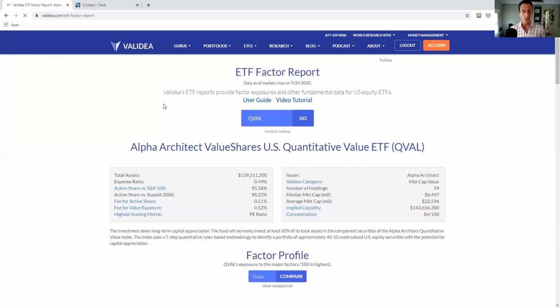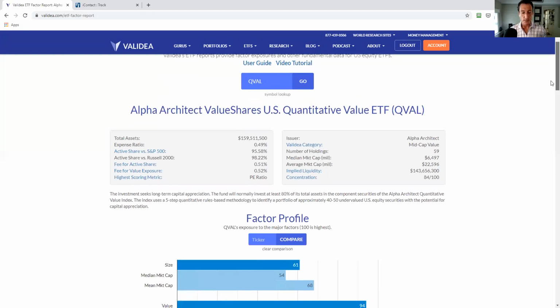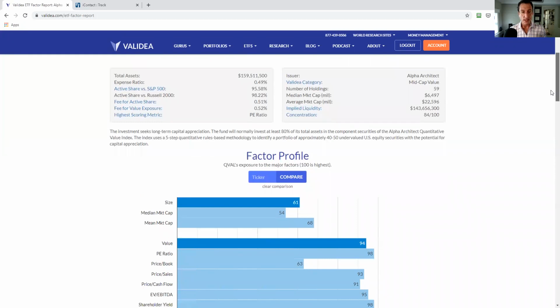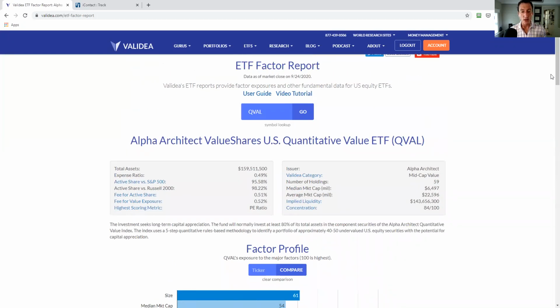And so let's look at QVal here, which we know the guys over at Alpha Architect. They're good friends of ours. They run the Alpha Architect quantitative value ETF. We know it's a value strategy. And here, what you're seeing for QVal, and we do this on over 600 US equity ETFs.